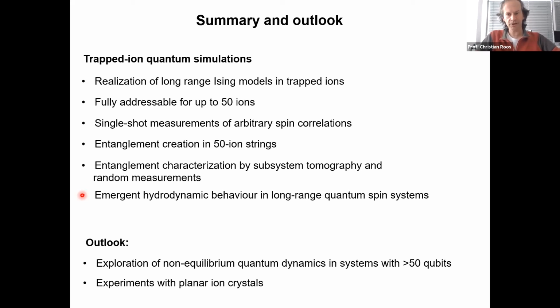And you have seen that we have started doing first experiments to explore interesting quantum dynamics in these long-range quantum spin systems, where you have really many spins and where calculation of the dynamics starts to become a problem if you just want to use classical techniques. And as an outlook, of course, we hope to continue to go on. We're working with these non-equilibrium quantum dynamics systems with more than 50 spin ion qubits in a linear string. And in addition, we hope to go to planar ion crystals and carry out similar experiments.